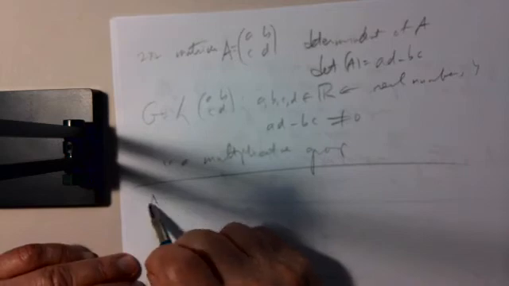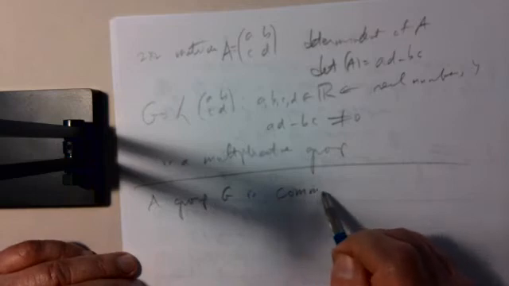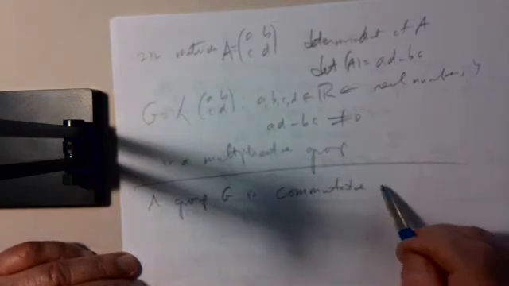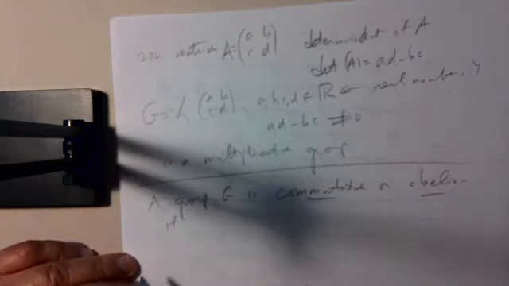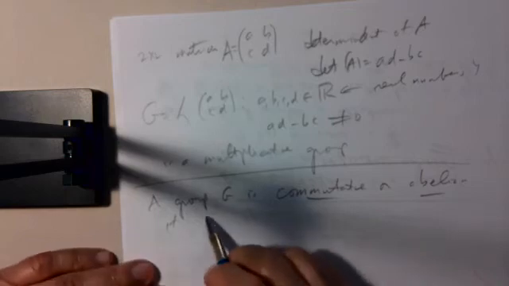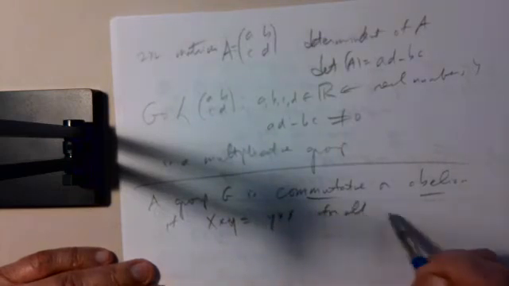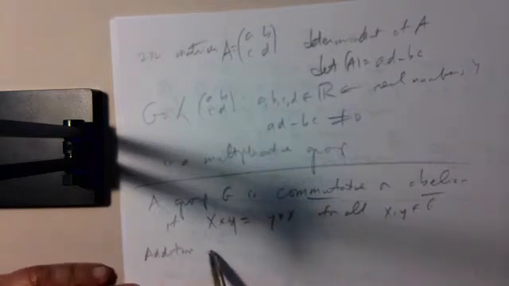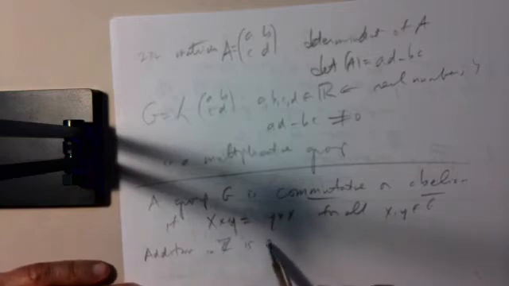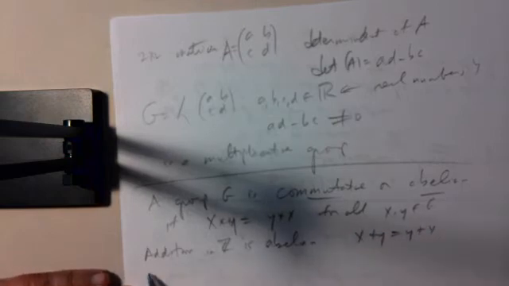Now, some groups have an additional property. A group G is called commutative or abelian. These two words mean the same thing. If the order in which you multiply doesn't matter, if x times y equals y times x for all x and y in the group. So for example, addition in Z is abelian. x plus y equals y plus x.